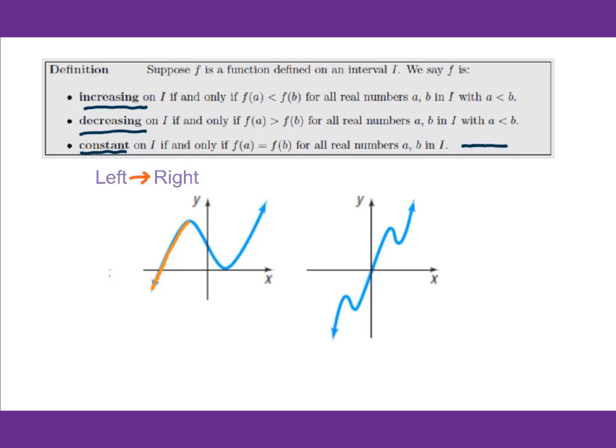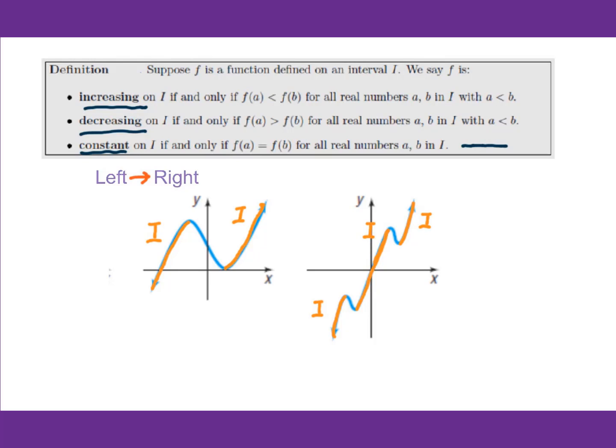this is an increasing function because from left to right it's going up. See, this part is increasing. For this graph, this is increasing. From here to here, that's increasing. From here to here, this is increasing.